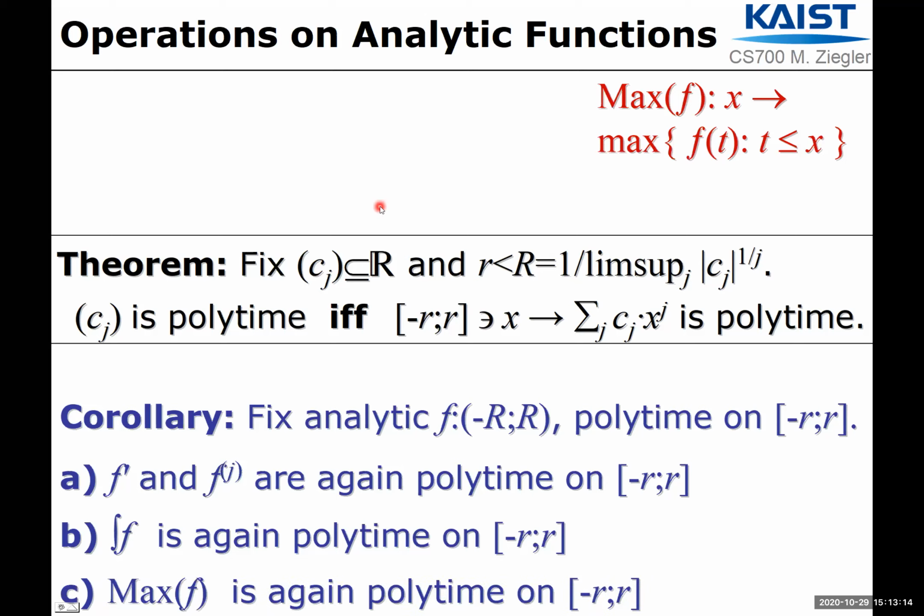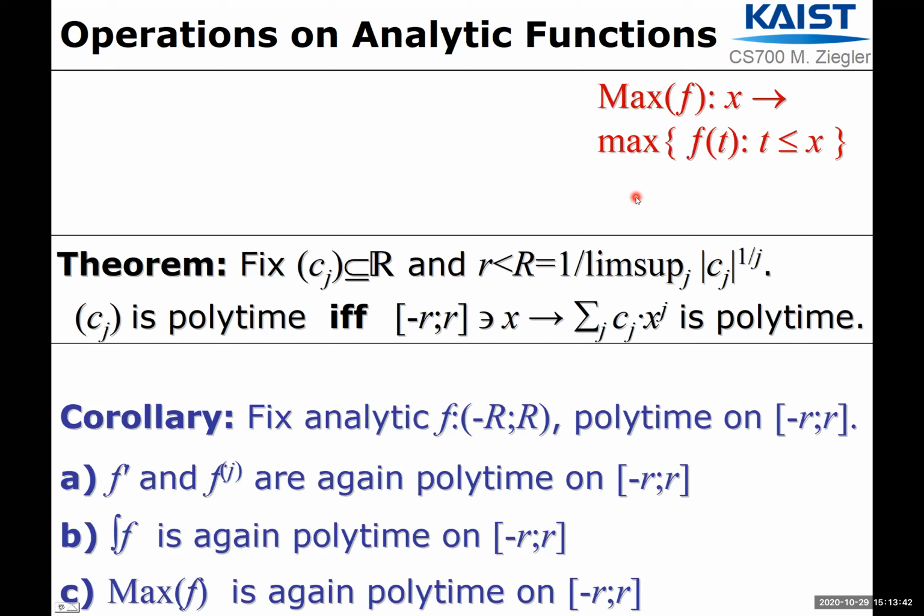If the original analytic function is polynomial time computable, then this parametric maximum is again polynomial time computable on the same domain from minus r to r. And the reason for that is because we can approximate the original function by finitely many terms of its power series. Finitely many terms of a power series, that's a polynomial, right?